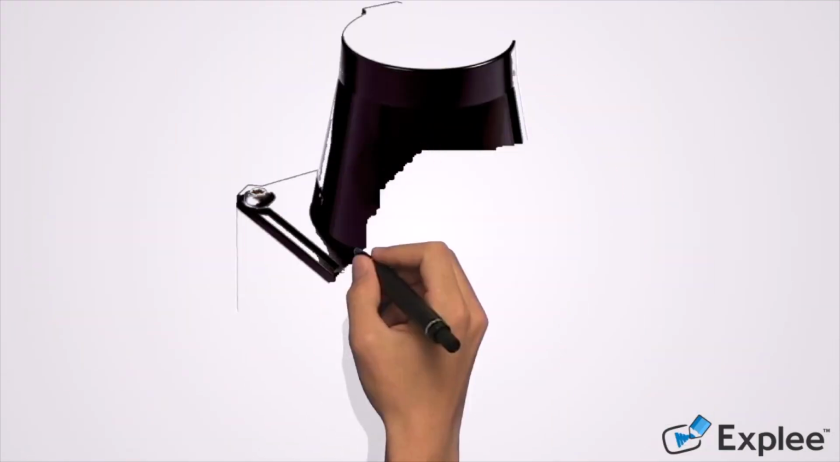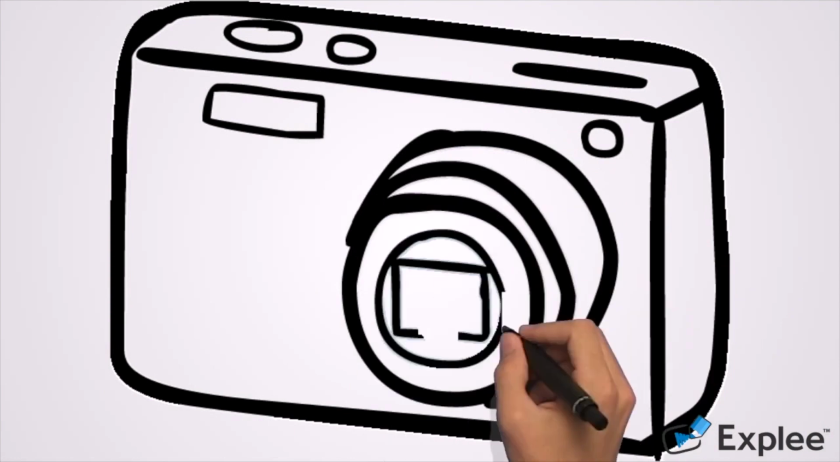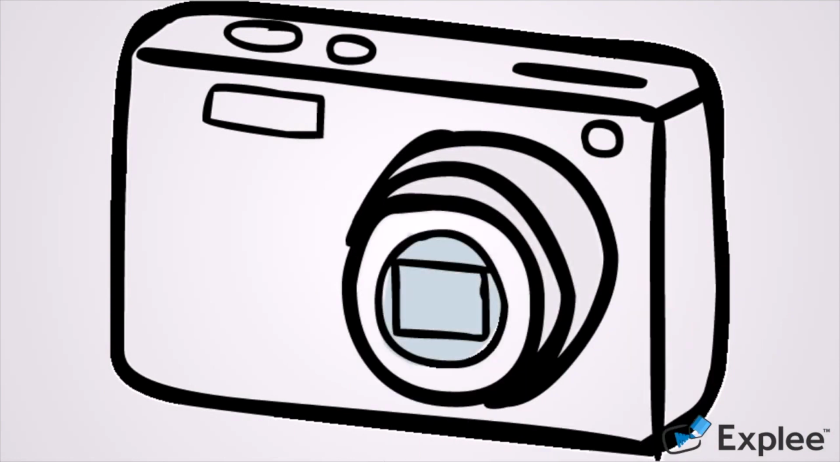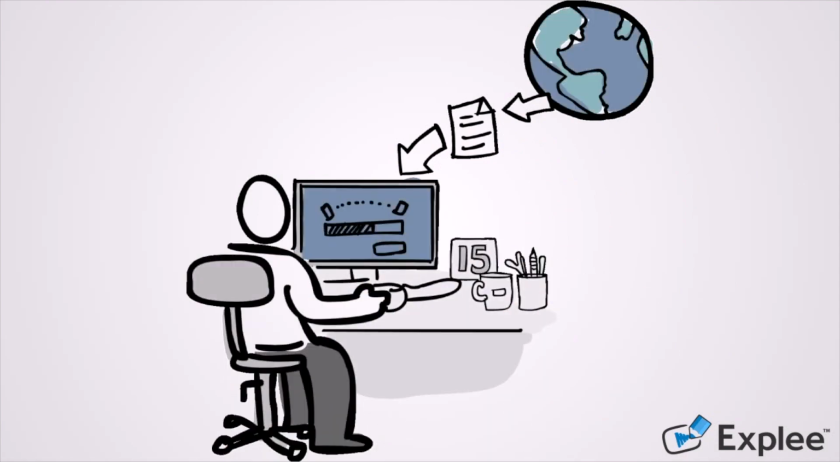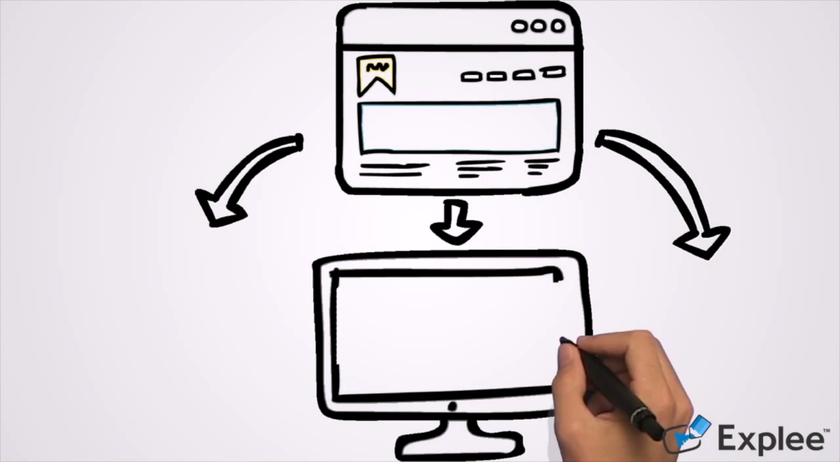The SICK TIM 361 2D LIDAR sensor scans for instances of FOD and triggers a camera to capture the object in question. The image will undergo processing and the information collected will be sent live to a database that airport personnel can view through a web application from any device.